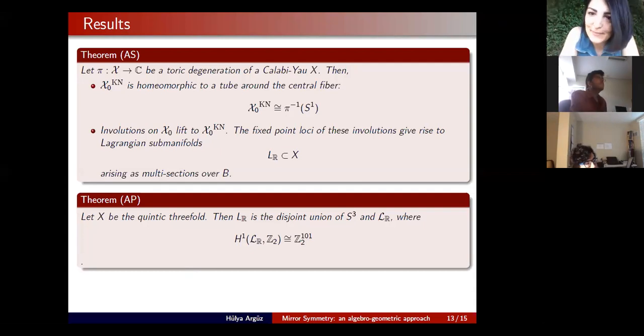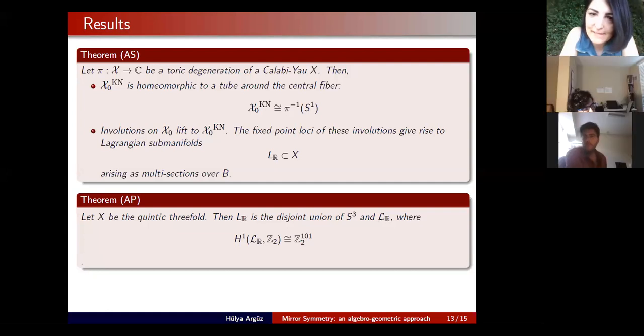Can you explain a little bit how the Kato-Nakayama space relates to all the other spaces? I mean, how do you get the second bullet point? What's the relationship between X and Lagrangians inside X and involutions on the Kato-Nakayama space? That's a very good point, yes. So I was very vague here, I didn't write the details.